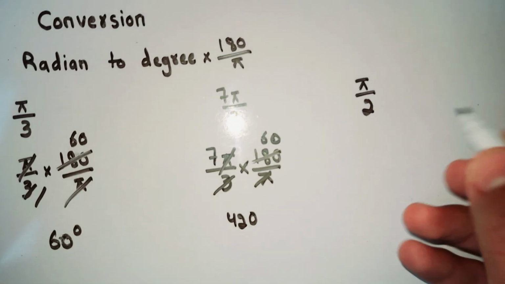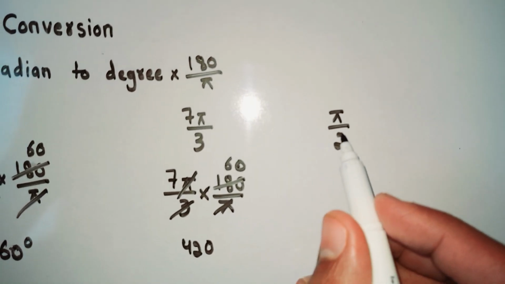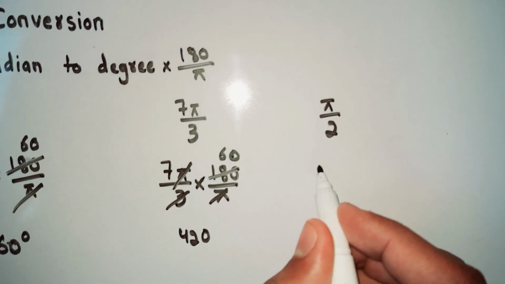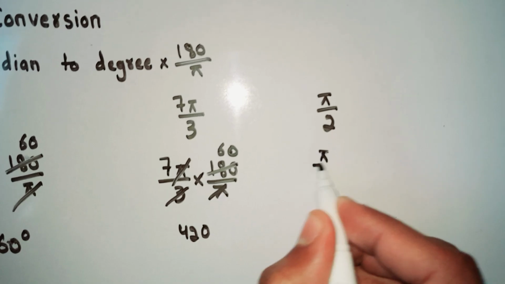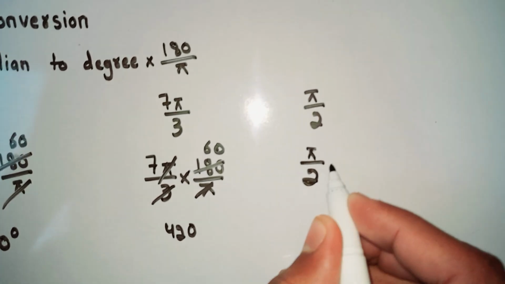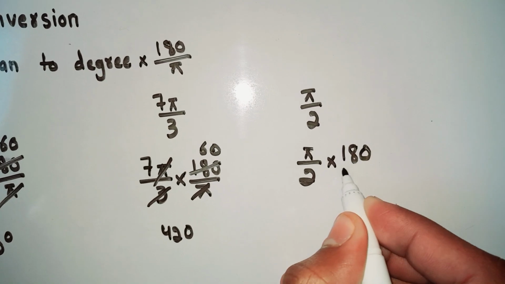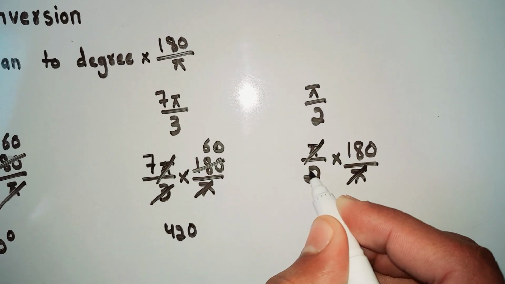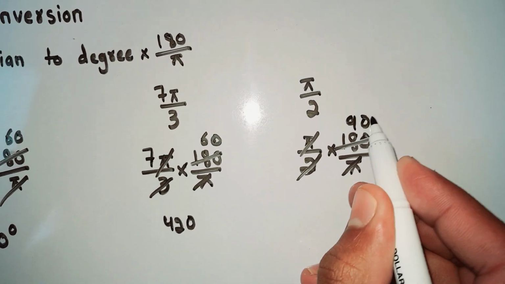Now here is another problem: pi upon 2. How do we convert pi upon 2 into degrees? We just multiply by 180 upon pi. So we write pi upon 2, and now we multiply by 180 upon pi. So pi and pi cancel. 2 ones are 2, 2 nines are 18, and the 0 stays the same.